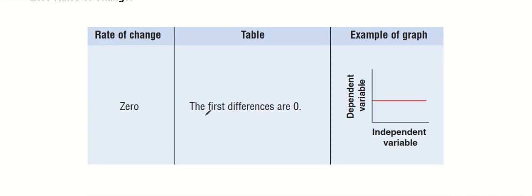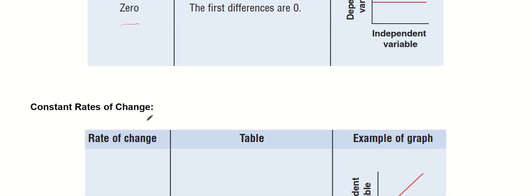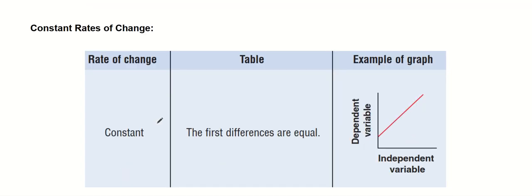So if the first difference, the change in the y2 minus y1, if that's zero, it would look like this. The graph will look like a straight line. And you say the rate of change, and that's important to say the rate of change, not the dependent variable, but the rate of change is zero. For a constant rate of change, the first differences are equal.